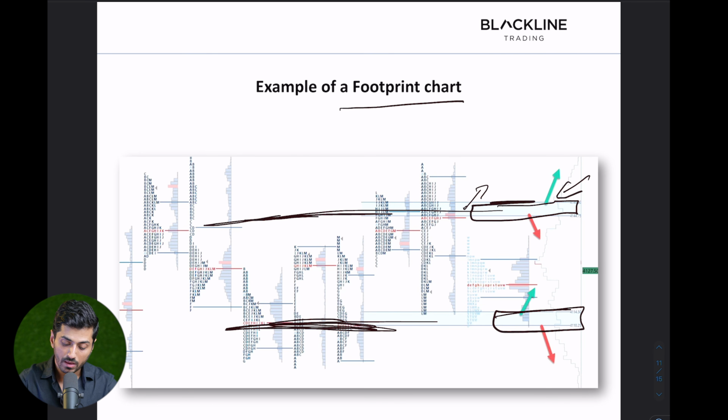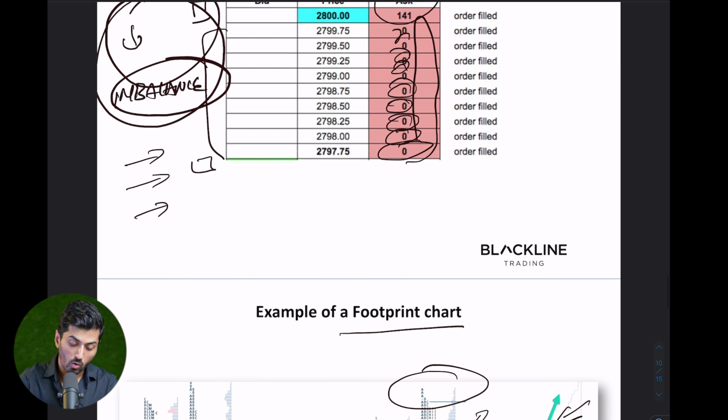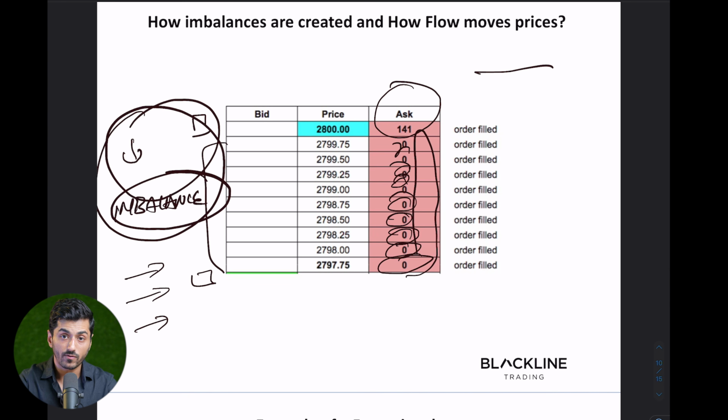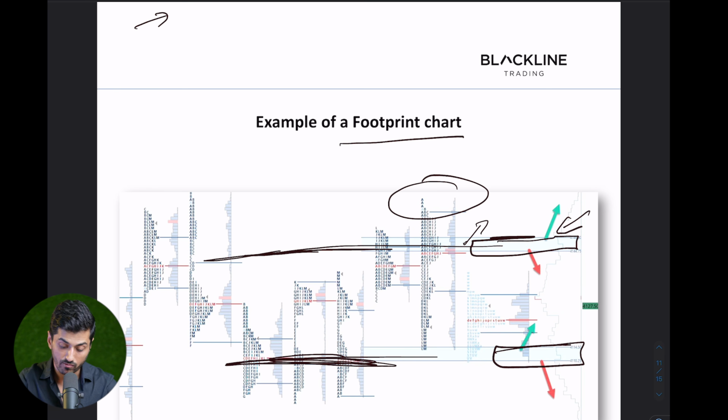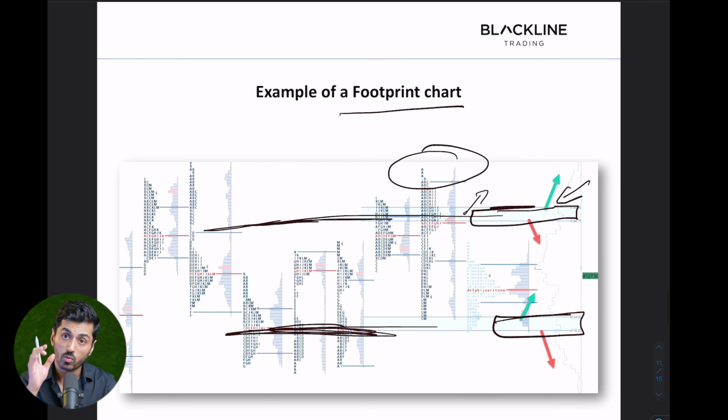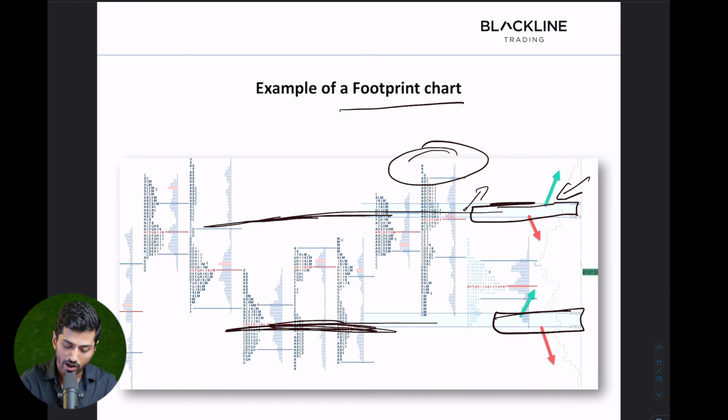So how can we spot these imbalances? This is what we see on the footprint chart. Those market orders, those aggressive orders, those passive orders, they leave something called a footprint, where at what price, how many contracts have been traded, and what the chemistry of those orders was. So this is how a footprint chart will look. As said here, for example, you have poor highs made.